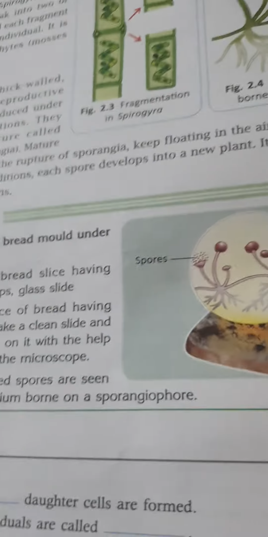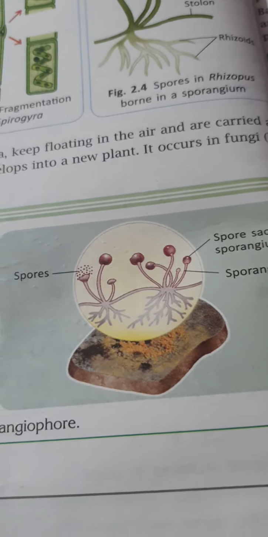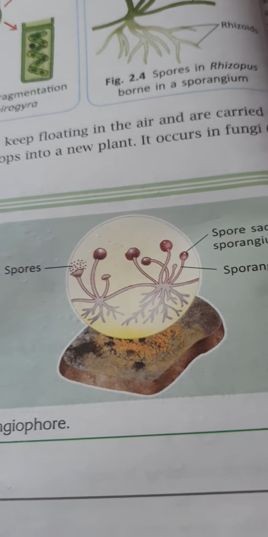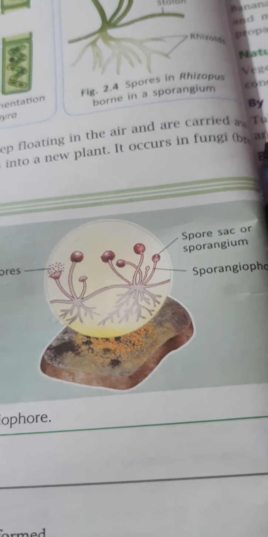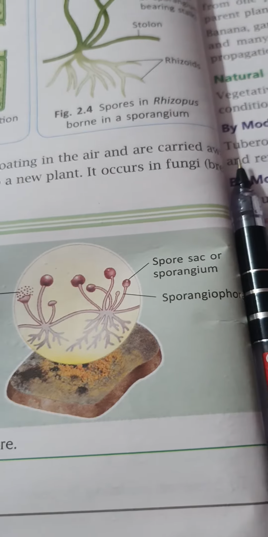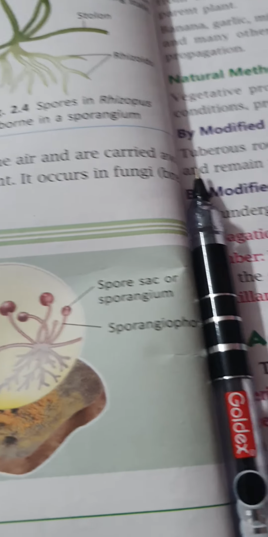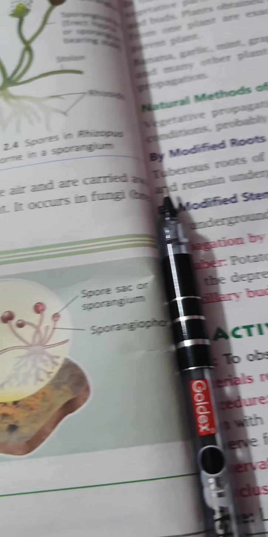Borne on the sporangiophore. So you can easily see in the picture that this is the bread mold, which has so many sporangia in the spore sacs, and they burst with the help of the air, and after that these spores develop into new individual plants.